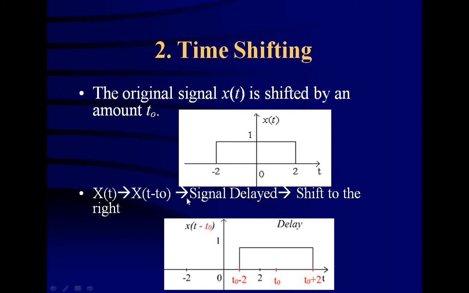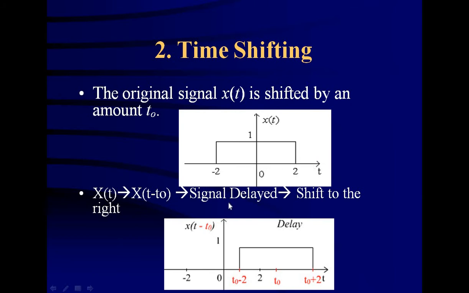When I say x of t minus t naught, this is a delayed signal. To create a delayed signal, we have to shift the entire signal. Note down, we should not change the amplitude. We are not going to change the shape of the signal. Everything is going to be retained just like the input. We are just going to glide the signal along the x-axis. We are just going to move the signal along the x-axis.